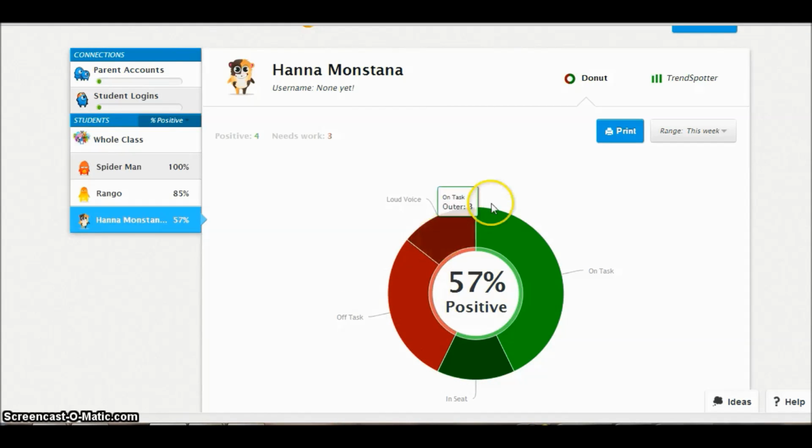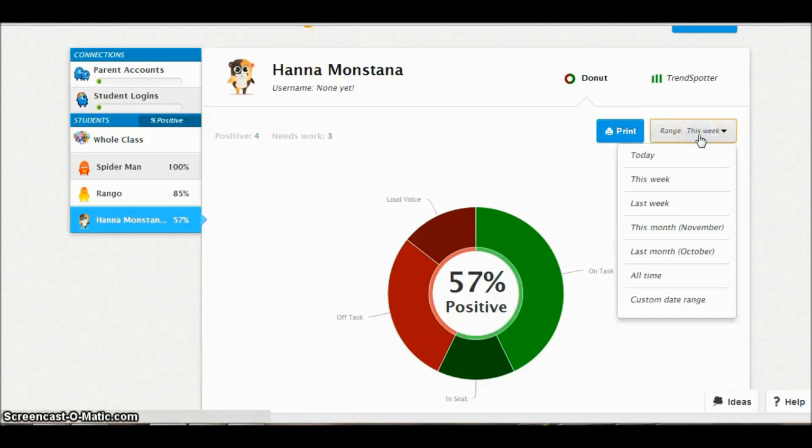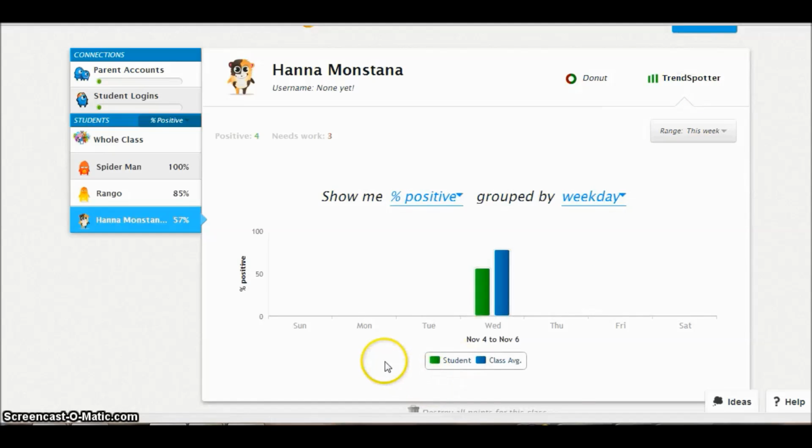Now, I want you to pay attention to the options they give you. You have the option of printing these graphs. Also, if you keep tracking this every day, you can go back to last month, anytime during the year, last week, this week, and you can look at your graphs. And also, you can look at your graphs in this aspect. So I like to look at, okay, this particular student, Miss Hannah Montana, was almost on track with the class average for positive behaviors. And as you can see, it tracks it throughout the week.